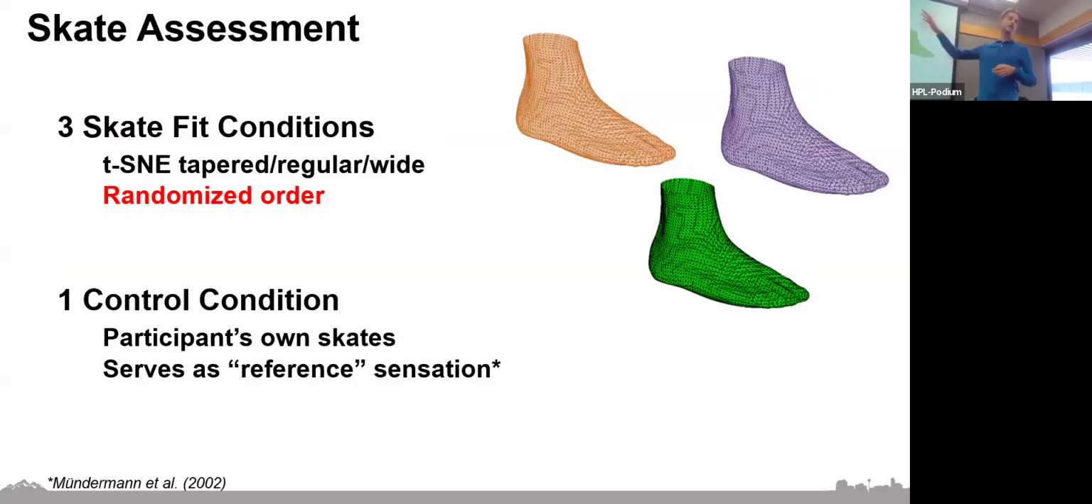We have the 3 skate fit conditions that we're testing, and they'll be tested in a randomized order for each participant, and they'll also be blinded as to which fit type is which. And then they'll also have their own skates, which will serve as sort of a reference sensation. And previous research from this building, from the HPL, has shown that this method can improve the reliability of comfort ratings for footwear. It's sort of like cleansing your palate, right, before you try a new dish.